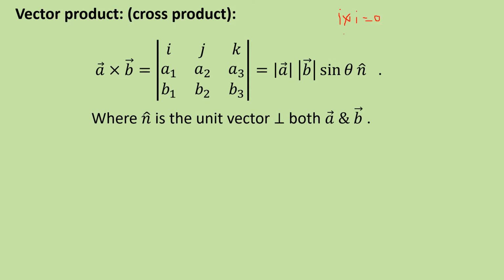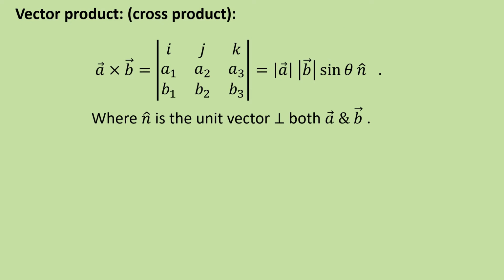Now, i cross j is nothing but the unit vector perpendicular to both i and j, which is k. So i cross j is k. Similarly, j cross k is i, and k cross i is j. Now, if I want to find this unit vector n cap, I can use this cross product to get the unit vector perpendicular to both vectors A and B.